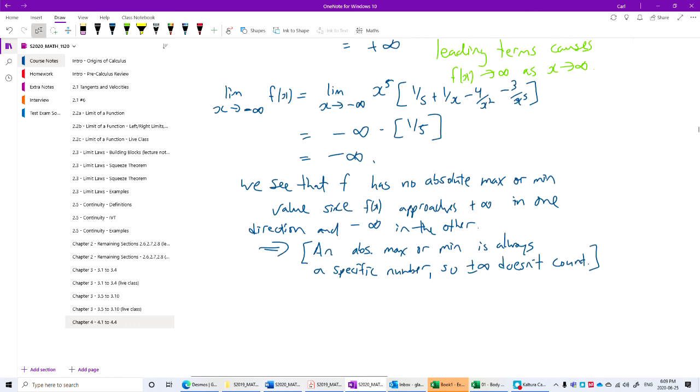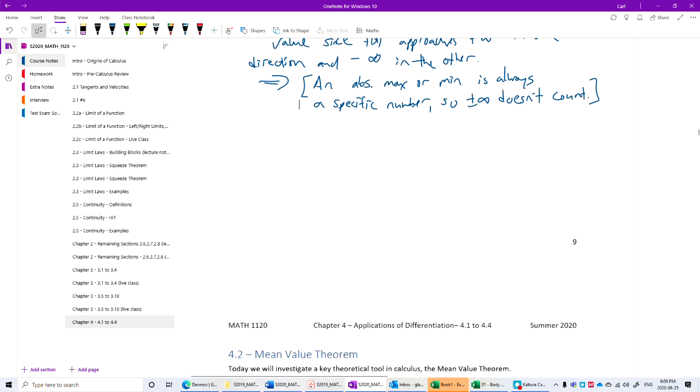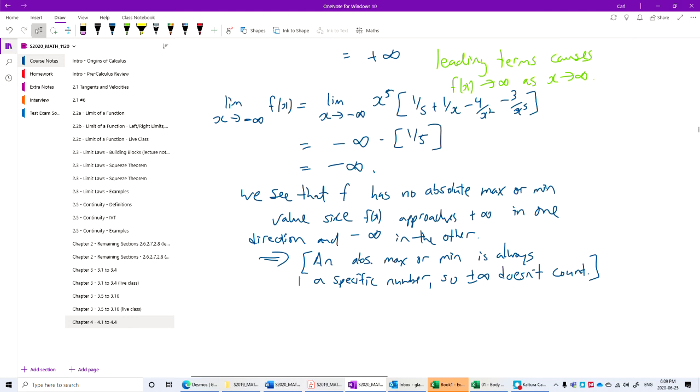Okay, so we got through the end there. We're going to be using maximum and minimum values later for what we call optimization problems. So finding the best or the worst, the cheapest or the most expensive. We're also going to be using the same idea of critical points to help us graph functions.